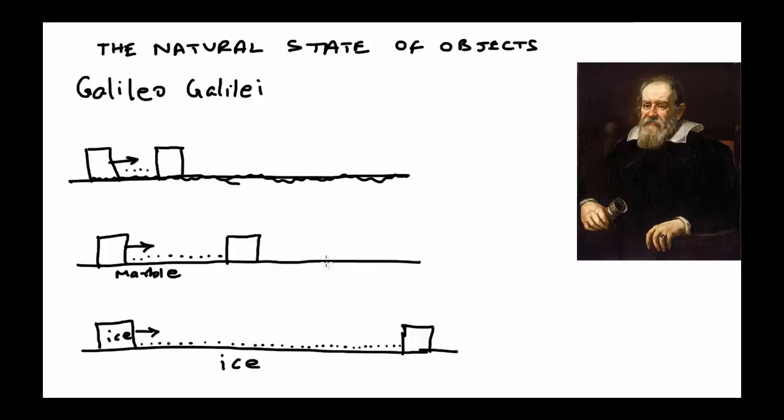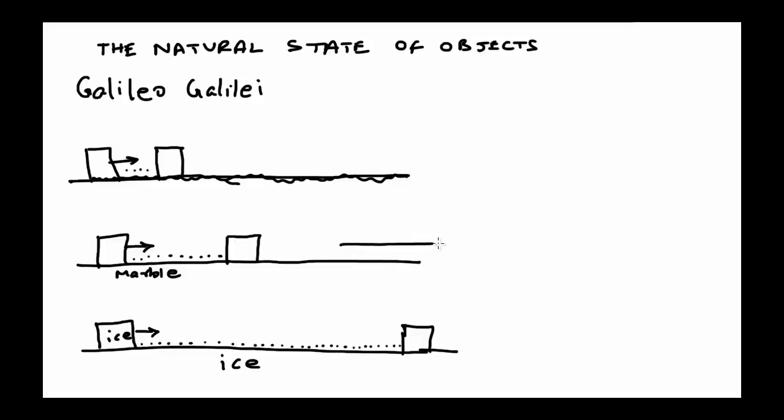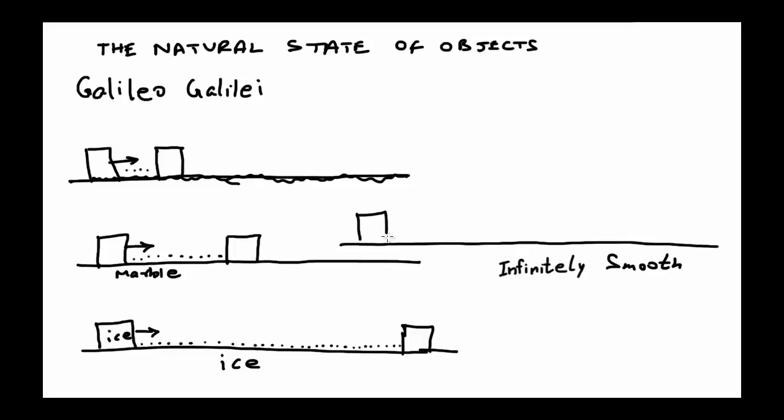Now here's where Galileo's insight took this to a whole new level that gave us a deeper understanding and a more correct understanding of the natural state of objects. If we were to imagine an infinitely smooth surface, I'm going to show it here and call it infinitely smooth, and place a box on it that also has an infinitely smooth surface and give it that same push, how far is it going to go?